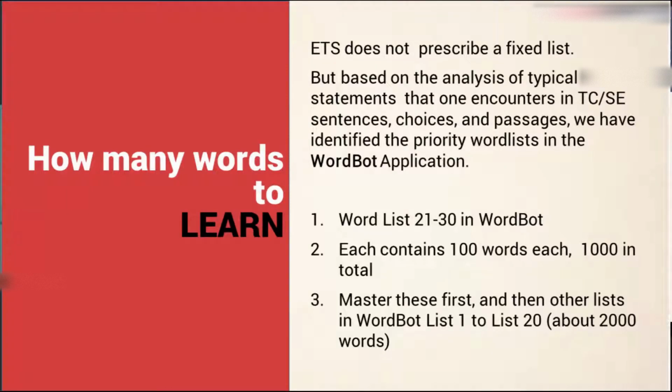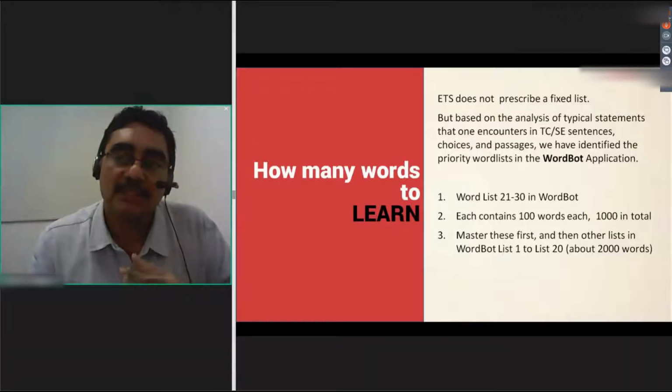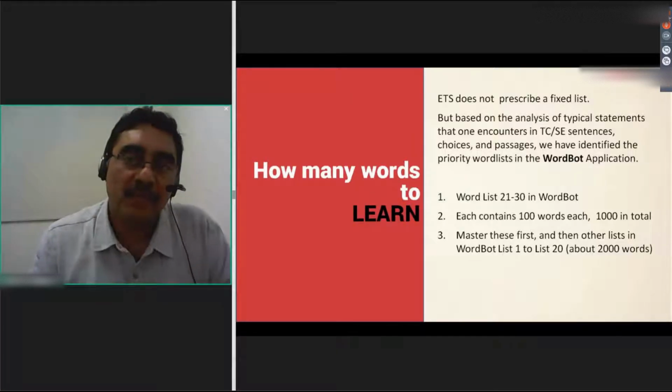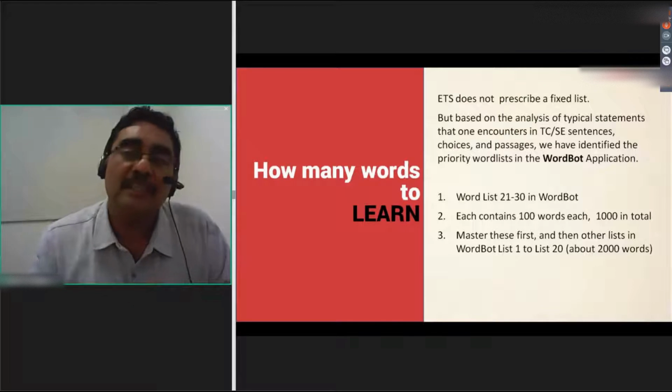Fine. So the other thing is, ETS does not prescribe a fixed list. It does not say that we will ask only these words, but typically based on old questions and the RC passages, people pick out words which are typically used in GRE questions and passages, and that's what people collate and give to students.